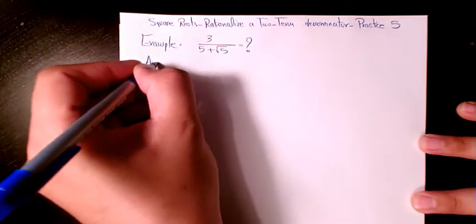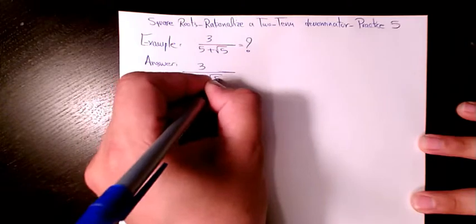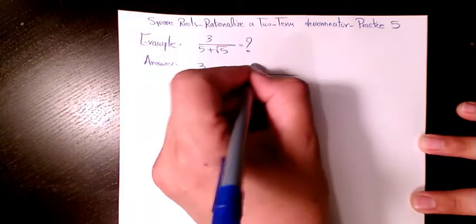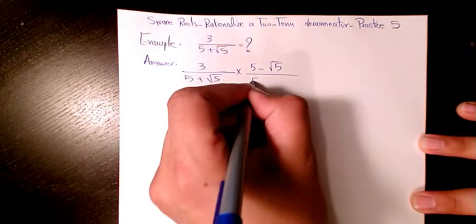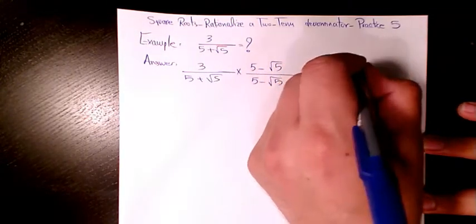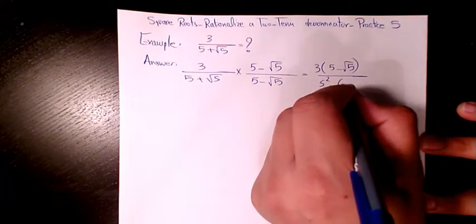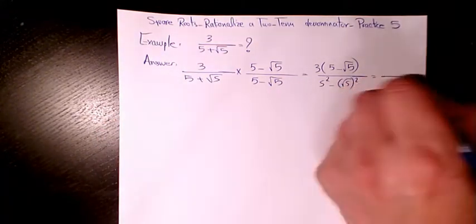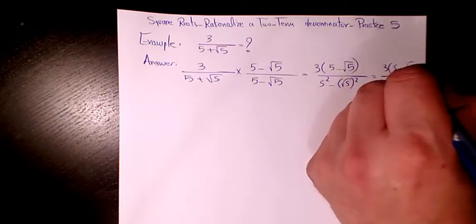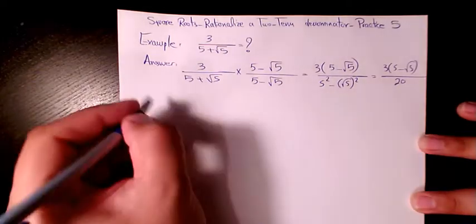The answer is 3 over 5 plus root 5 times the conjugate of the denominator, which is 5 minus root 5 divided by 5 minus root 5. That's going to be 3 times 5 minus root 5 divided by 5 squared minus root 5 squared, which is going to be 3 times 5 minus root 5. And here you have 25 minus 5, which is 20.